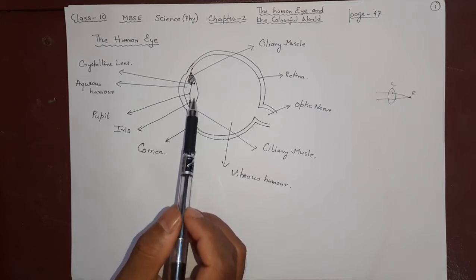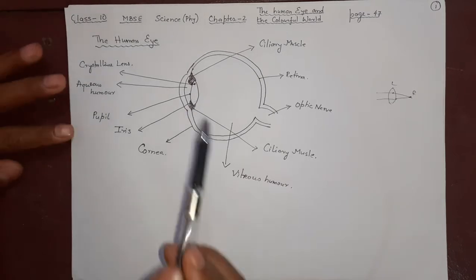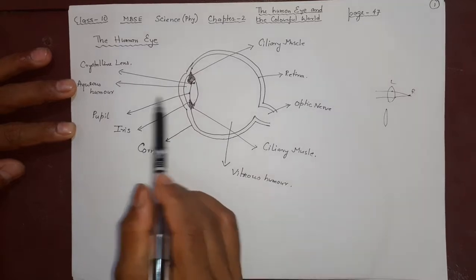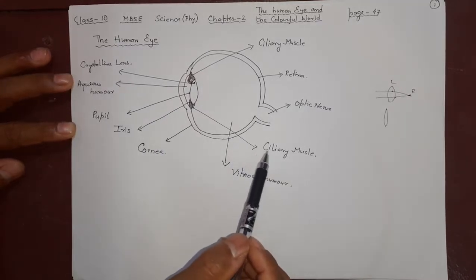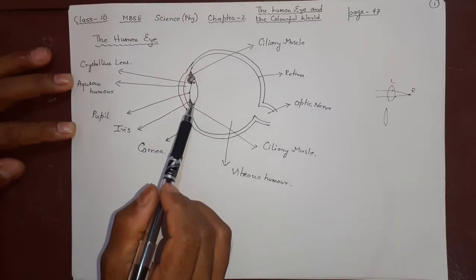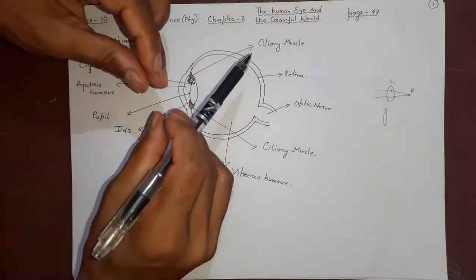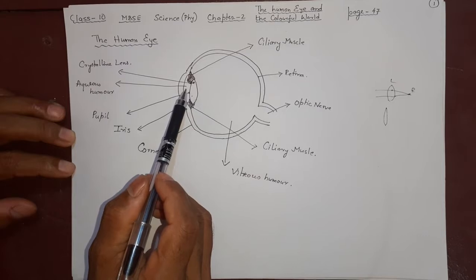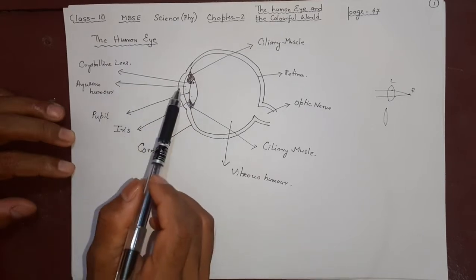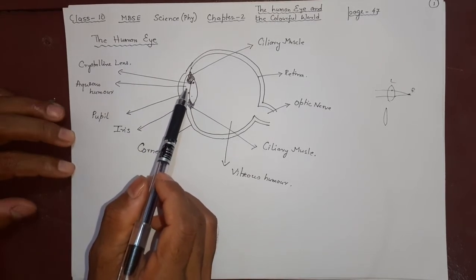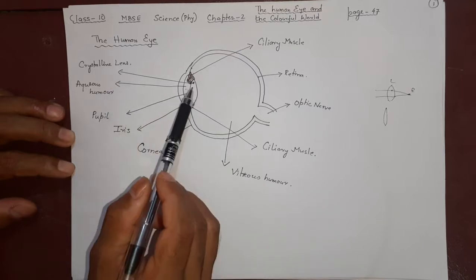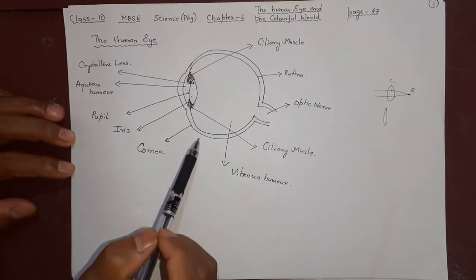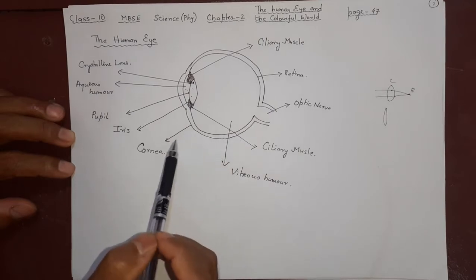The lens is automatic, so sometimes it gets thicker and sometimes it gets thinner depending upon the light entering here. To do that, the ciliary muscle will push it inside or release it so that the lens becomes thicker and thinner. And just before this is aqueous humor, something like a fluid, a liquid. The lens is this one, I have pointed, this is the lens. And this outer part is called cornea.